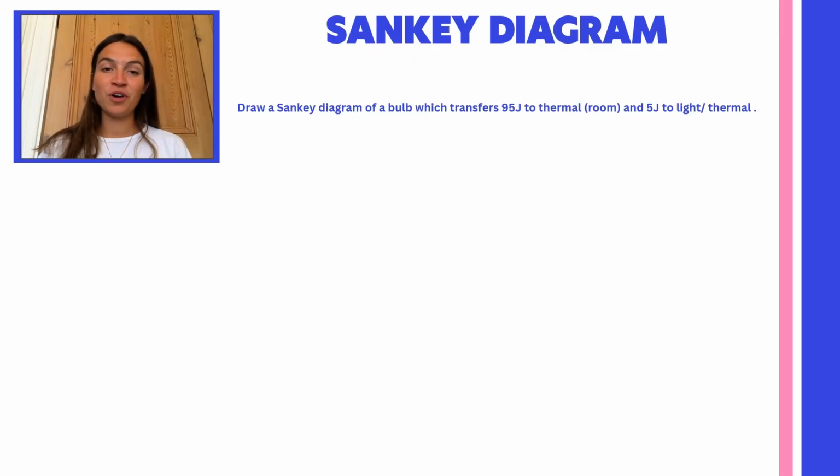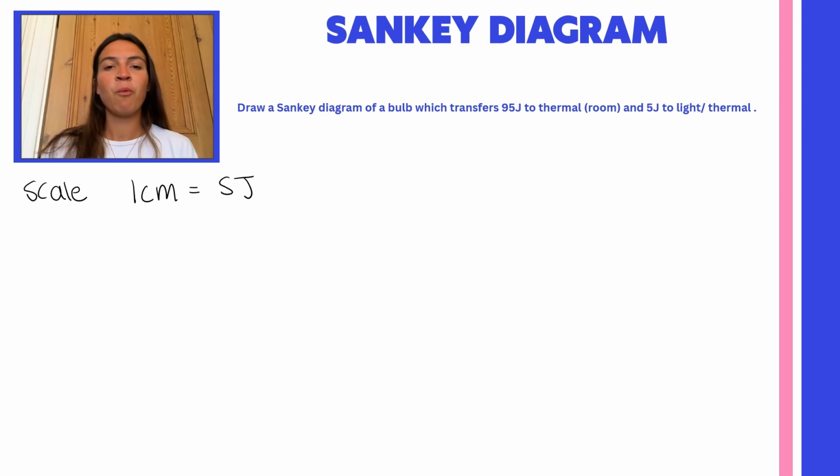Okay, question number 1 is using Sankey diagrams, and it is to draw a Sankey diagram of this bulb, which is transferring 95 joules to the room and 5 joules of light or thermal heat itself. So, first thing to do with your Sankey diagrams is to pick a scale. So I'm going to choose that 1 centimetre is equal to 5 joules.